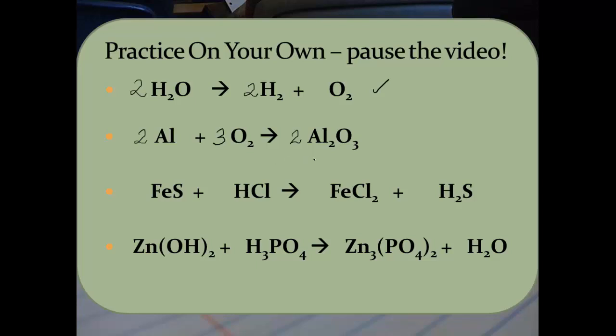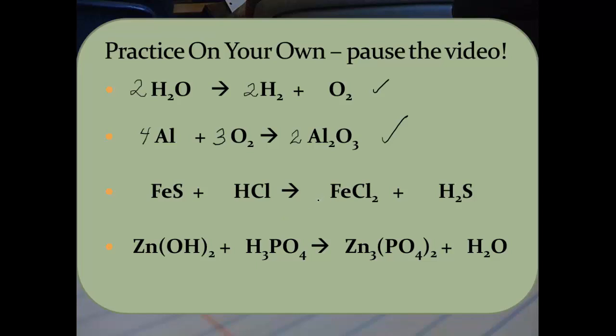Now you have to keep track of your inventory. Now we have 4 aluminums on the product side, so I need to update this 2 right here, and actually I'm going to erase it. This is why we use pencil in chemistry. And we're going to put a 4 right there. So this one is now complete.